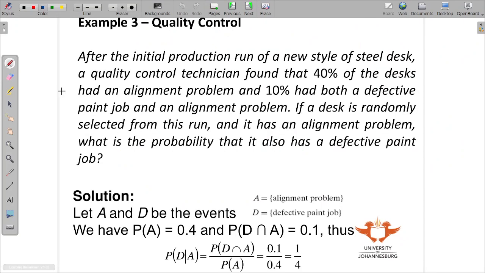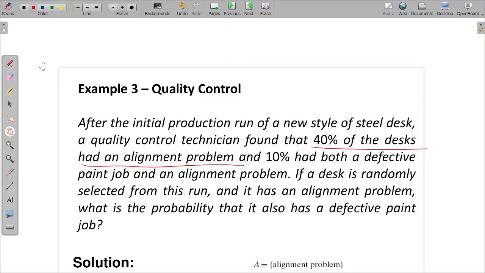All right, so let's take this example. After an initial production run of a new style of steel deck, a quality control technician found that 40% of the decks had an alignment problem. 10% had both a defective paint job and an alignment problem. If a deck is randomly selected from this run and it has an alignment problem, what is the probability that it has a defective paint problem?